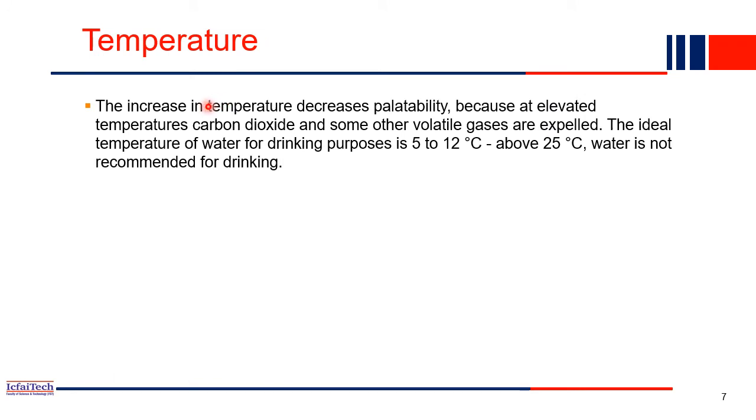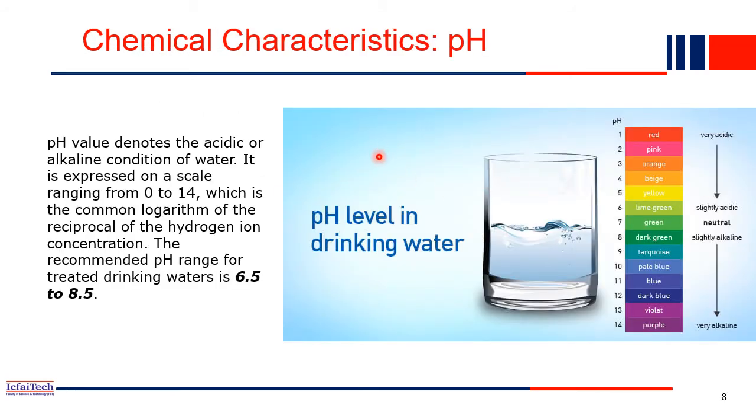Now, the last physical property of water is the temperature. As I mentioned, if more bacteria are present in the water, then what will happen? The temperature of the water will increase. For ideal drinking purposes, the water should be in the range of 5 to 12 degrees centigrade. Water above 25 degrees is not recommended for drinking, as per our Indian code. So the temperature of drinking water should be in this range. If the temperature is higher, we can infer that the water is more polluted.